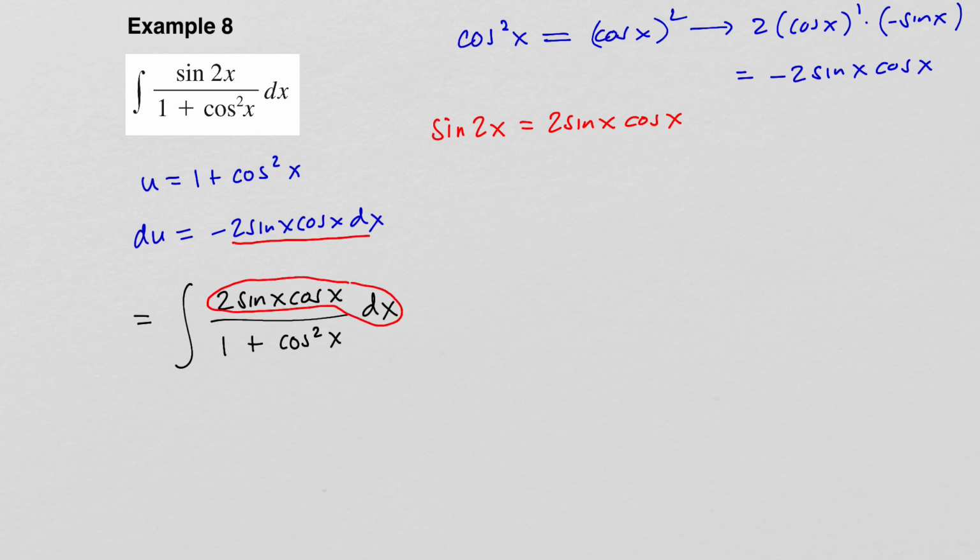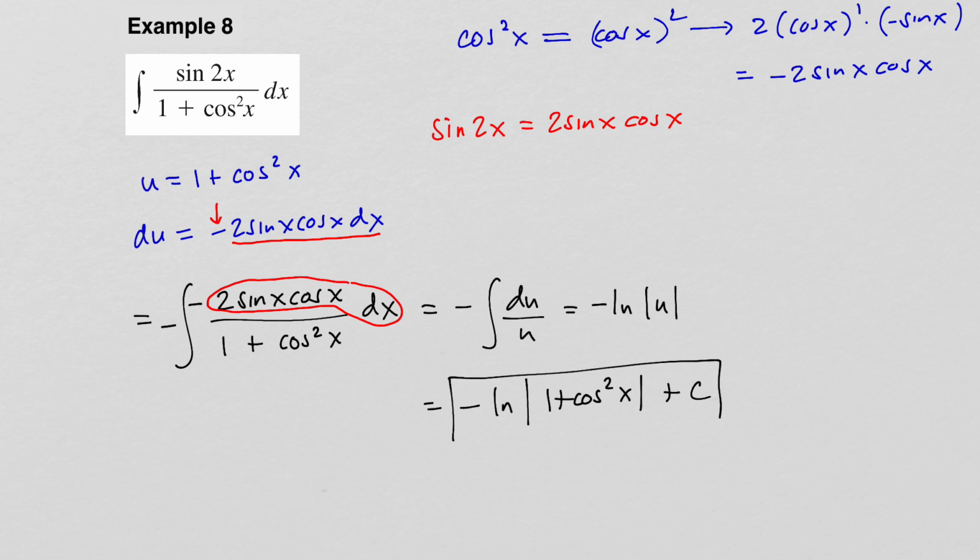And now you can see we have 2 sine x cosine of x times dx. That's all right here. All we're missing now is the negative, which we can very easily put in front here as long as we put one on the outside. And now I can go ahead and make a substitution here. Negative 2 sine x cosine x dx, that's all du. 1 plus cosine squared of x is u. And you know the drill now. This is negative natural log of the absolute value of u, which is negative natural log of 1 plus cosine squared of x, plus our arbitrary constant.